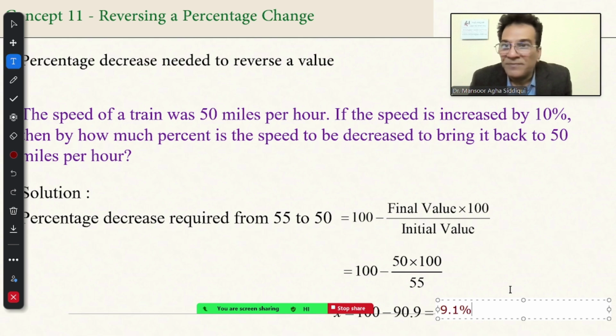Sir, in this formula, whenever we have to put the final value, it is going to be the decreased one, and the initial value which we are going to put, it will be the new value which we get by doing that calculation if the speed is increased by 10%. Yes, perfectly right. Okay. Can we proceed ahead?